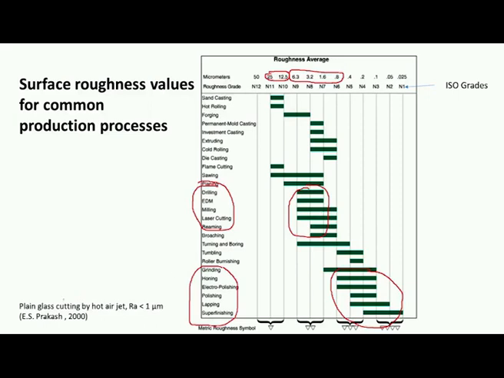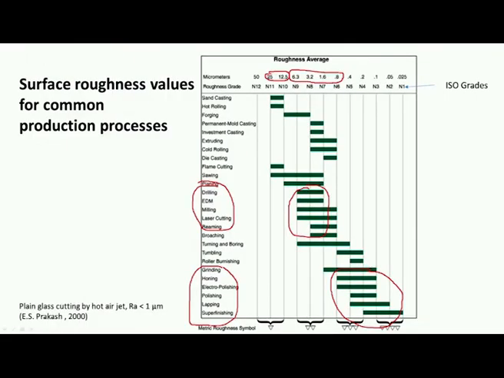Now recently some newer machining processes have come up, and one such thing is plain glass cutting by hot air jet. The hot air jet was used to cut plain glass plates. So there are other methods like laser cutting, water jet cutting, and diamond cutting is most commonly used, but they provide very rough surface, whereas this hot air jet cutting is able to give very fine finish from 0.3 micrometer Ra to 0.8 micrometer Ra.